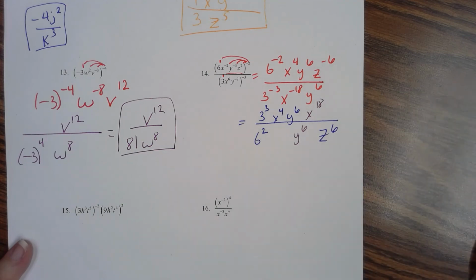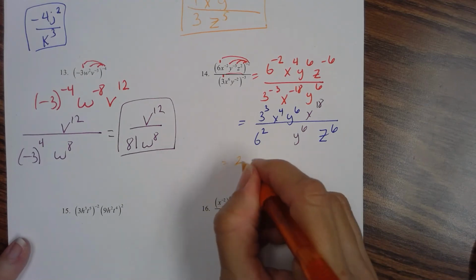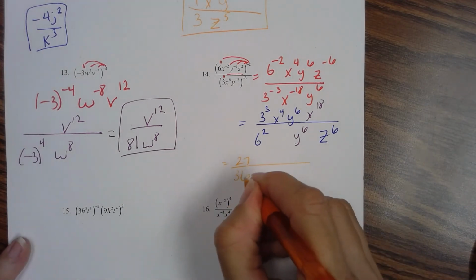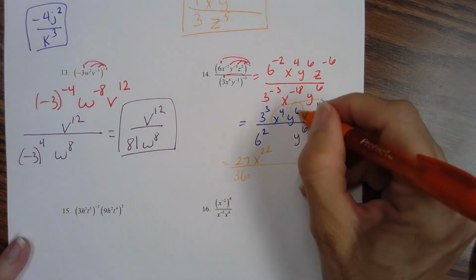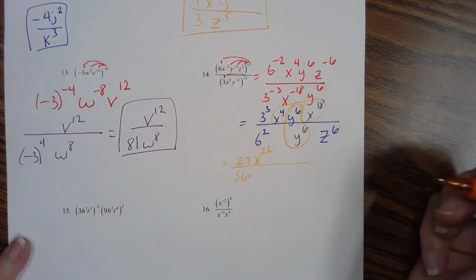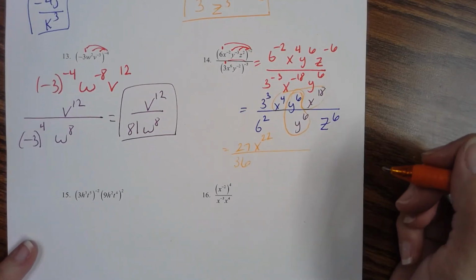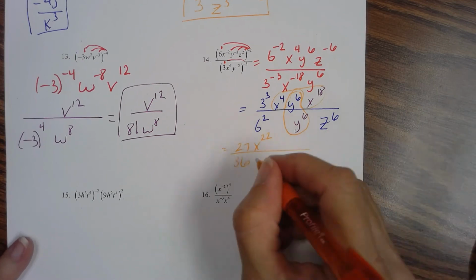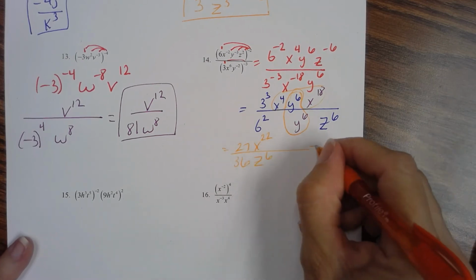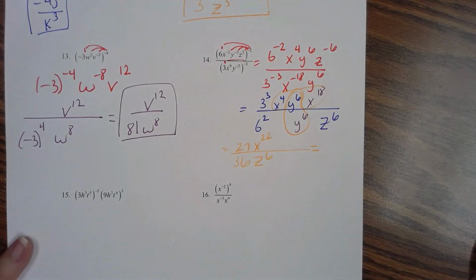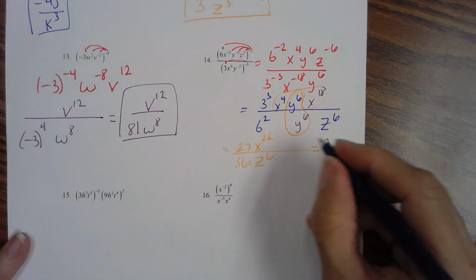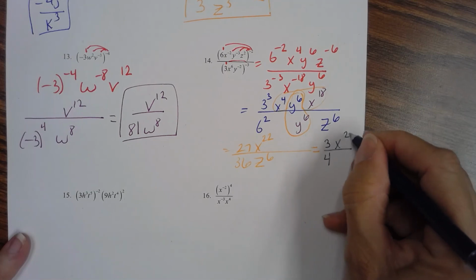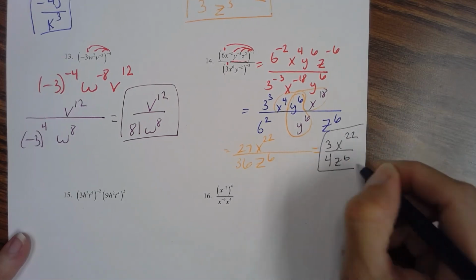So now, we multiply it out. 3 cubed, 3 times 3 times 3 is 27, all over 6 squared is 36. When you're multiplying, you add powers, so we get x to the 22. When you're dividing, you subtract powers, and 6 minus 6 is 0. So anything to the 0 power is 1, it goes away, and we're left with z to the 6. Last thing to do is to try and reduce. 27 over 36 can be reduced by 9. 9 can go into 27 3 times, and 9 can go into 36 4 times, and we'll keep everything else the same.